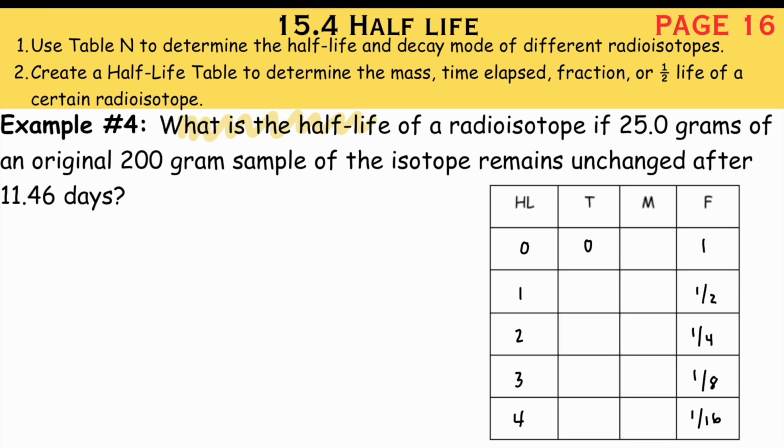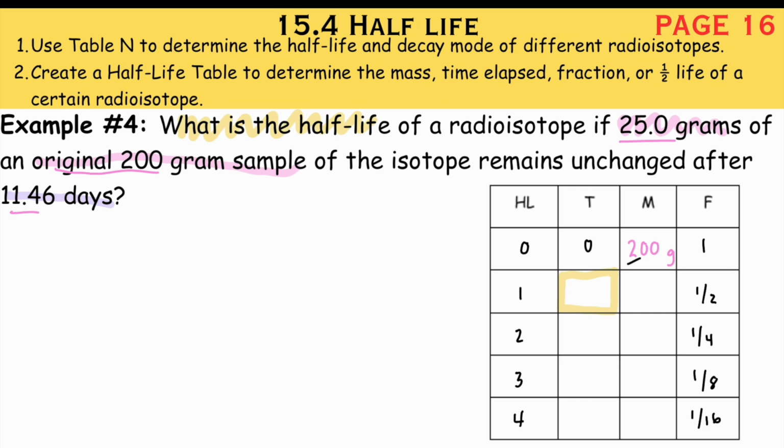What is the half-life of a radioisotope if 25 grams of an original 200 gram sample of the isotope remains unchanged after 11.46 days? This is a question where we don't know the half-life of the radioisotope, but this is what we're trying to find. So we're trying to find what goes in this box right here. Now it does tell us that the original mass of our sample is 200, so we can plug that in. We know that once that sample reaches 25 grams, 11.46 days will have passed. Okay, so we're going to have to work backwards to find what the half-life is.